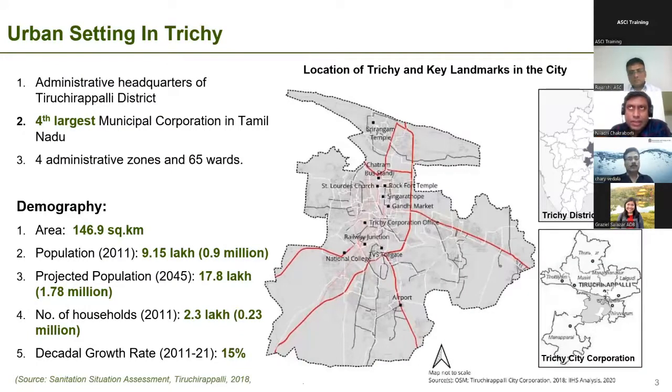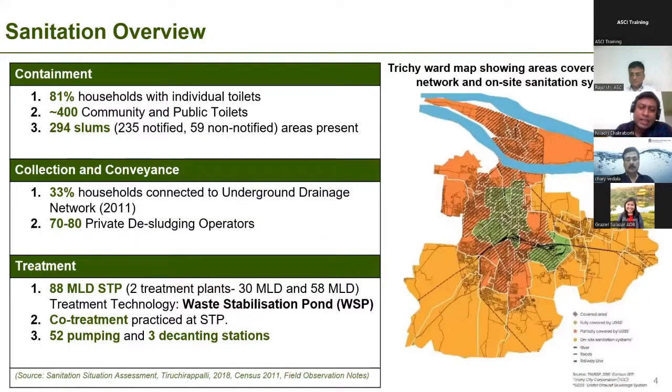Tiruchirappalli is basically a million-plus city, and it's the 4th largest municipal corporation of Tamil Nadu. Roughly, it has almost 65 wards. And in subsequent slides, I will give you an overview of the sanitation scenario of this city. The interesting part of this city is this is the only city out of the 4 CWIS cities we have in India, which has both on-site and off-site sanitation together. Next slide, please.